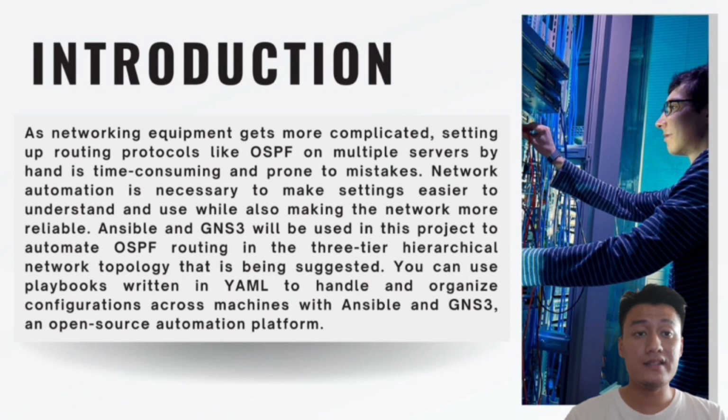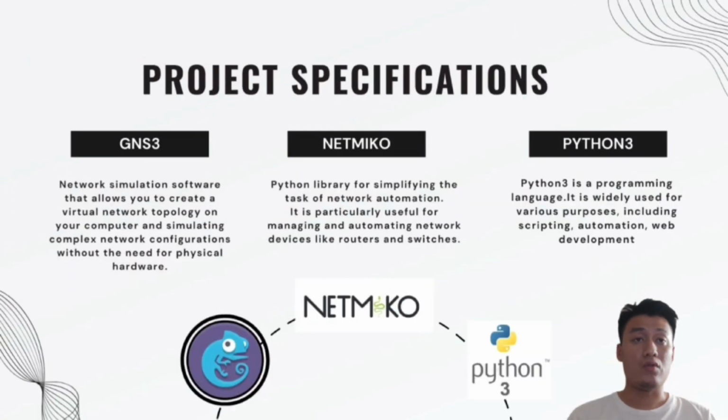So, this strategic network segmentation using OSPF areas and separation of routing functionality across topology tiers improves stability, performance, security, and efficiency. So, for the project specification of our network automation where we use OSPF in our topology, we use GNS3, Netmiko, and Python 3.